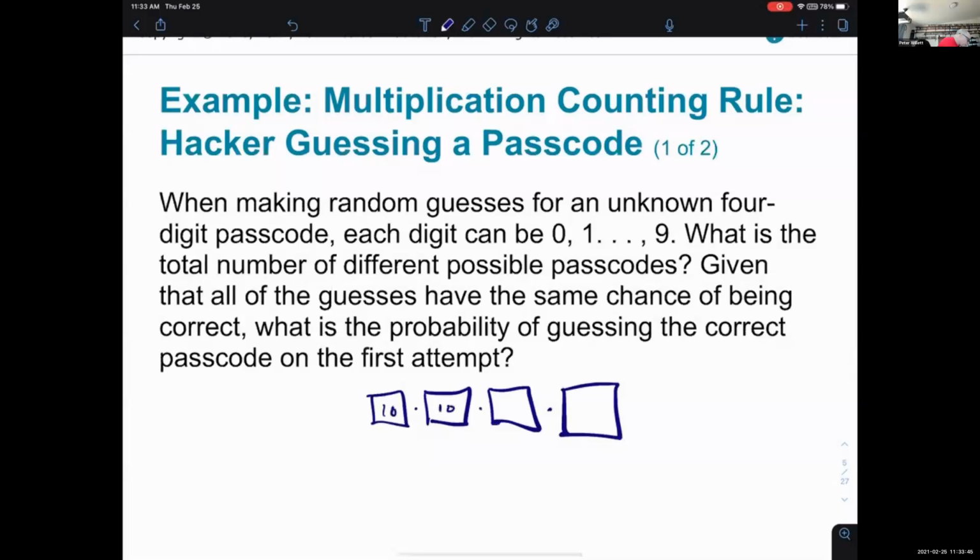10 ways to pick the second one, and in each case, that'll happen 4 times. And then that leads to a result of 10 to the 4th, or 10 multiplied by itself 4 times, as the total different possible passcodes there could be. So that's a 1 followed by 4 zeros, or 10,000.